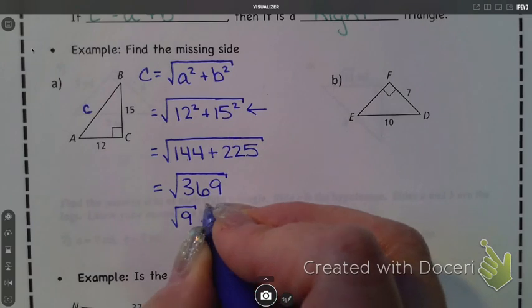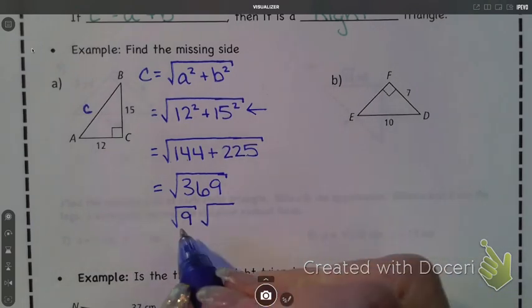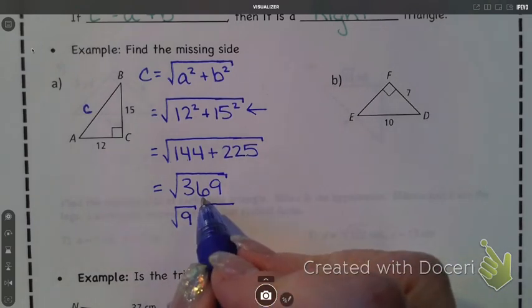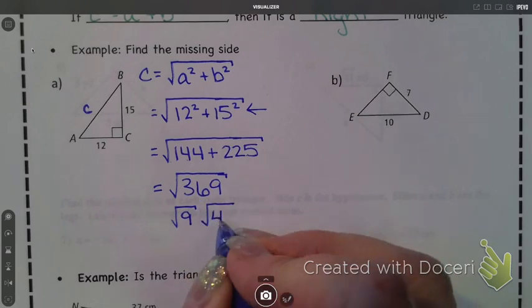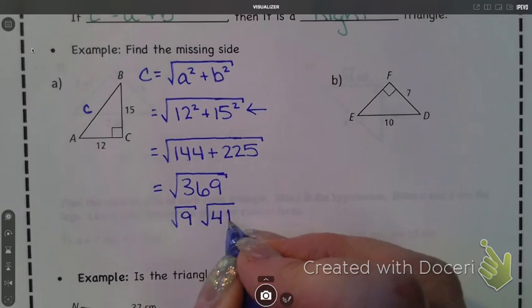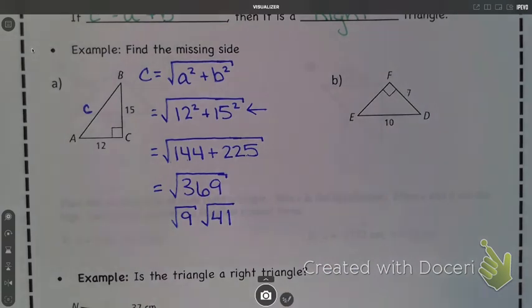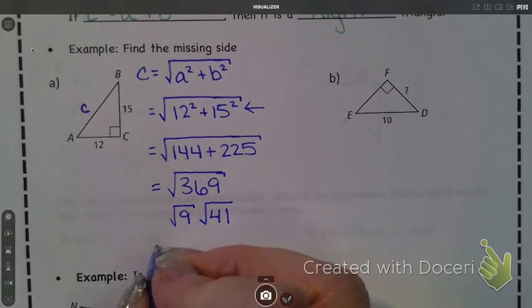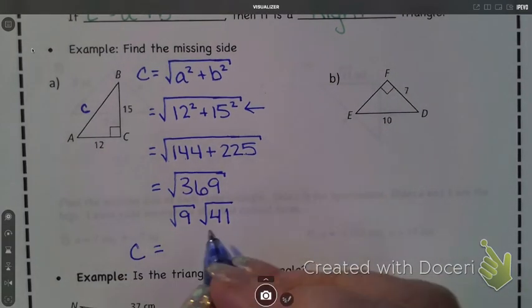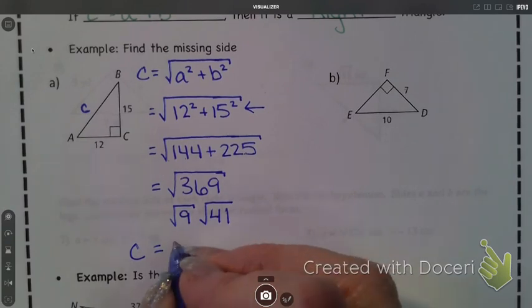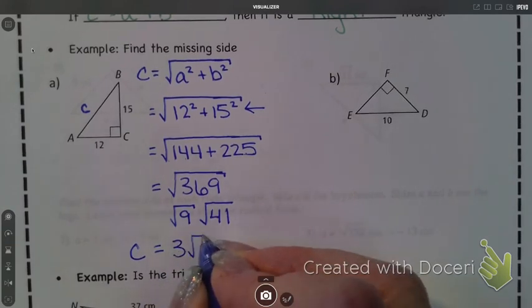Okay, so I have the square root of 9 times the square root of... 9 goes into 36 how many times? 4. 9 goes into 9 how many times? 1. Okay, 41, can I break that down any further? No. So C equals the square root of 9, which is 3, times the square root of 41.